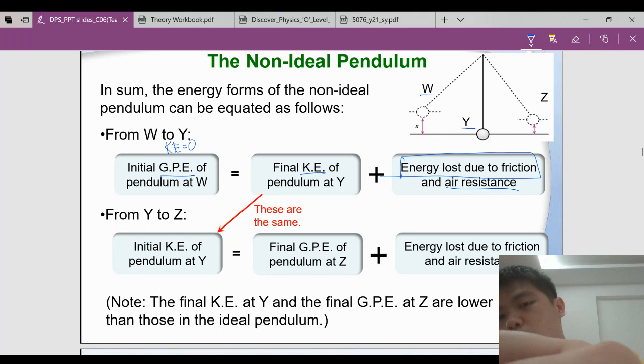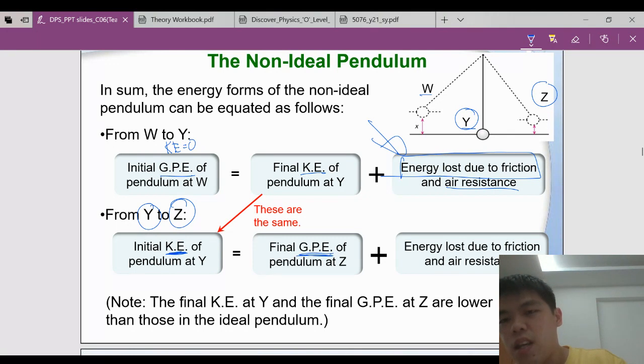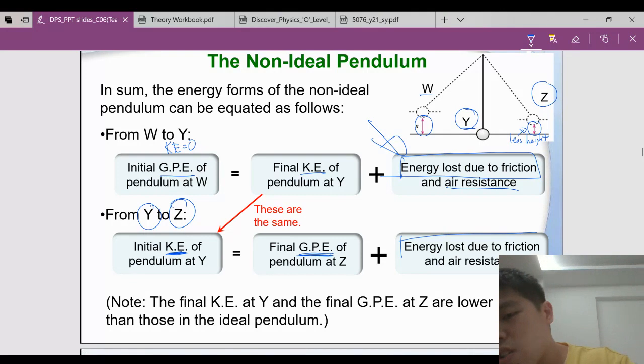Now let's move from Y to Z, from Y to Z. So at Y, we know that we have KE. Okay, this KE is a lesser amount of energy as compared to the start already because we lost some due to energy here. Okay, now it's brought up to Z, and it has GPE. Now at Z itself, if you realize the height is less height as compared to the start. Why? Because energy is lost. Where did the energy lost go to? Energy is lost due to friction and air resistance again.